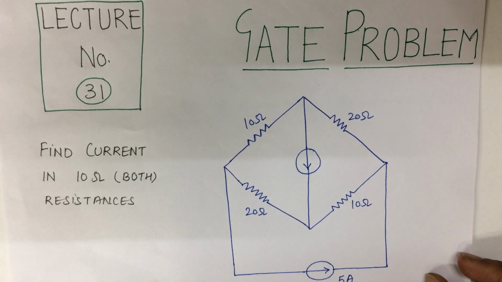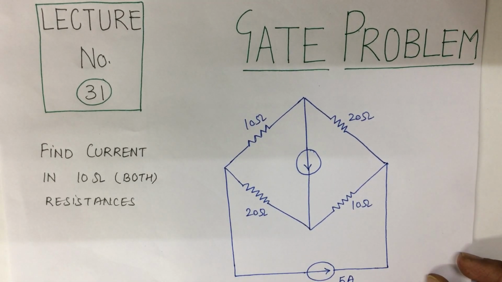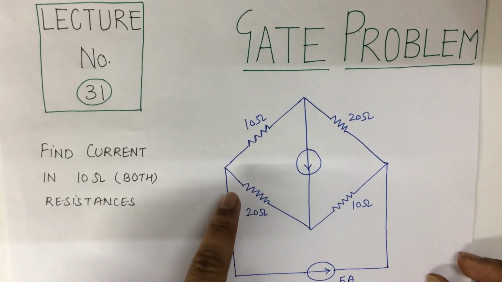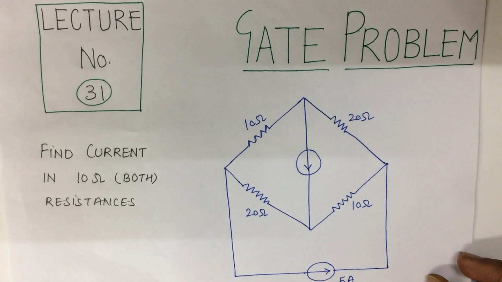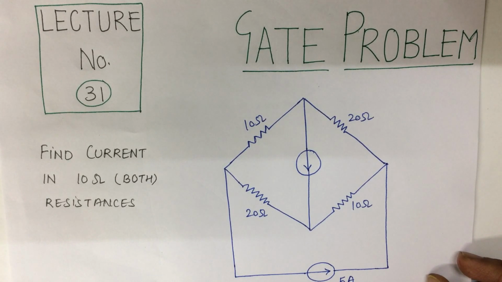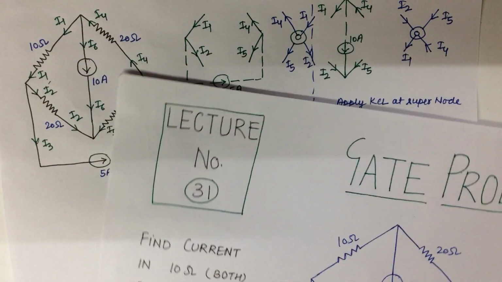Welcome back. Now we are proceeding here in lecture number 31. Here we solve a GATE problem in which we have to find the current in the 10 ohm resistance. There are two resistances which have the same value, 10 ohm. So we have to find the value of current in both the resistances. Now we start our problem.